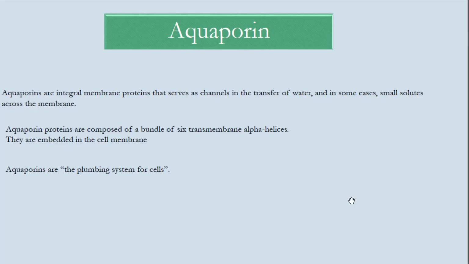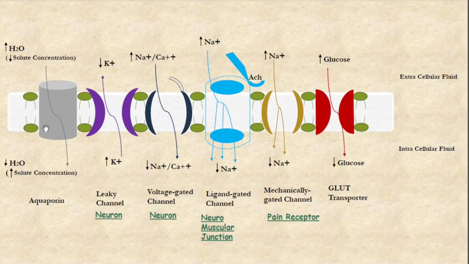They are also called the plumbing system of the cells. They consist of 6 transmembrane alpha helices which are embedded within the cell membrane. See here, aquaporins are mainly responsible for the transportation of water, but they depend upon the concentration of the solute. Where the concentration of the solute is high, the water flows in that direction.